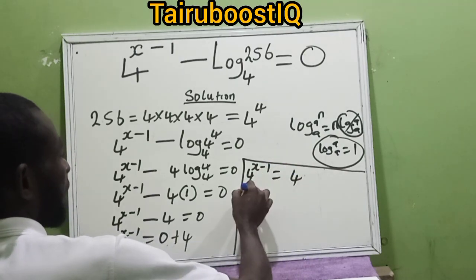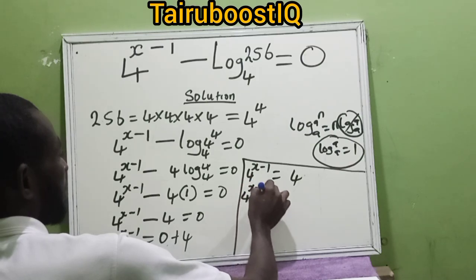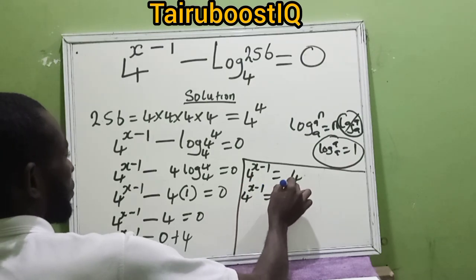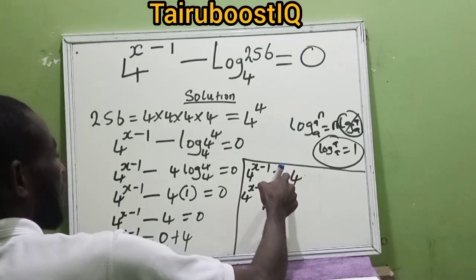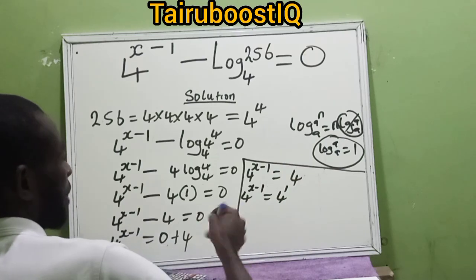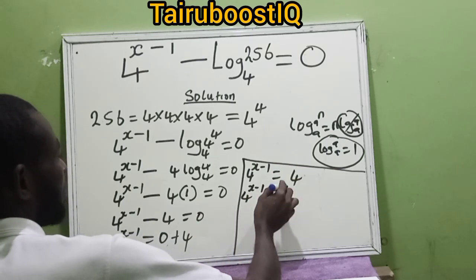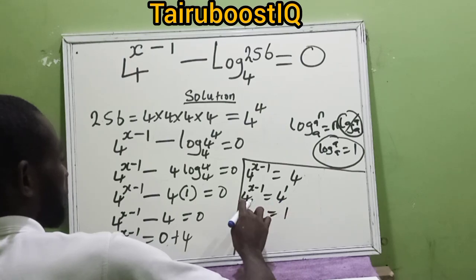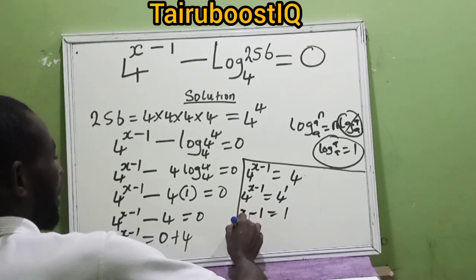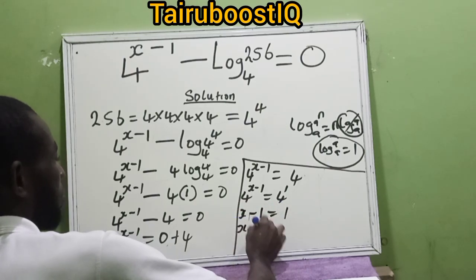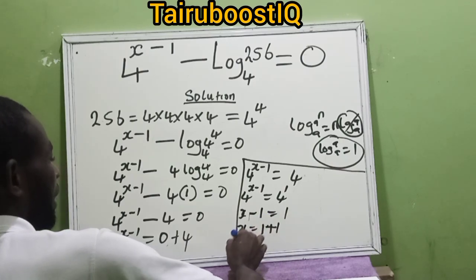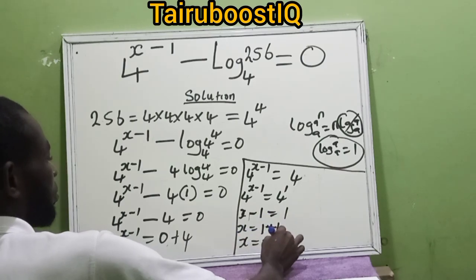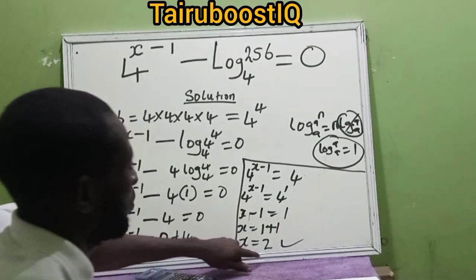So I can decide to write this as 4 raised to power x minus 1 is equal to 4 raised to power 1, because ordinary 4 is the same thing as 4 raised to power 1. Now that the bases are the same, I'm going to equate the powers. That is, I'll now say x minus 1 is equal to 1. Then x is equal to 1 plus 1. Then x is equal to 2. So the value of x is equal to 2.